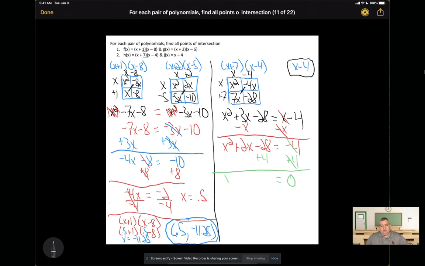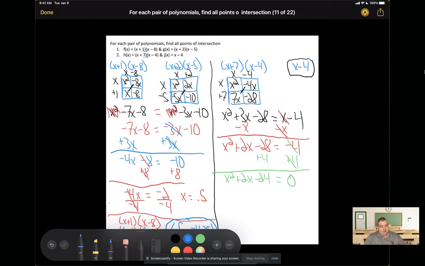So this will give me x squared plus 2x, and then negative 28 plus 4 is going to be negative 24. So I have x squared plus 2x minus 24 equals 0. That is a quadratic equation. So I have two ways I can solve this. I can use the quadratic formula, which you should have learned in Algebra 1 and geometry, or I can factor. I'm going to choose to factor because this particular equation is factorable.